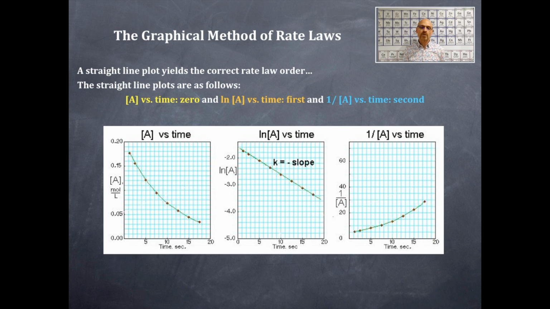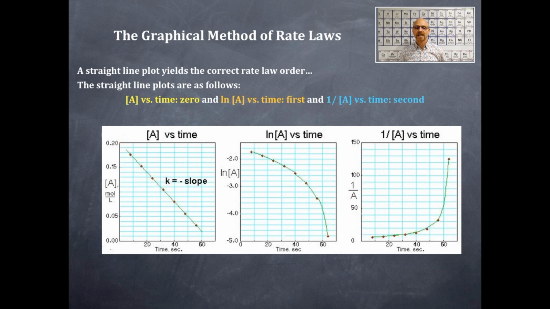So for each one of these, you're going to look at these and which one gives you the straight line plot? Well, it's the middle one, of course, and since that is a straight line plot and it is natural log of concentration versus time, that means that this data is a first order rate law.